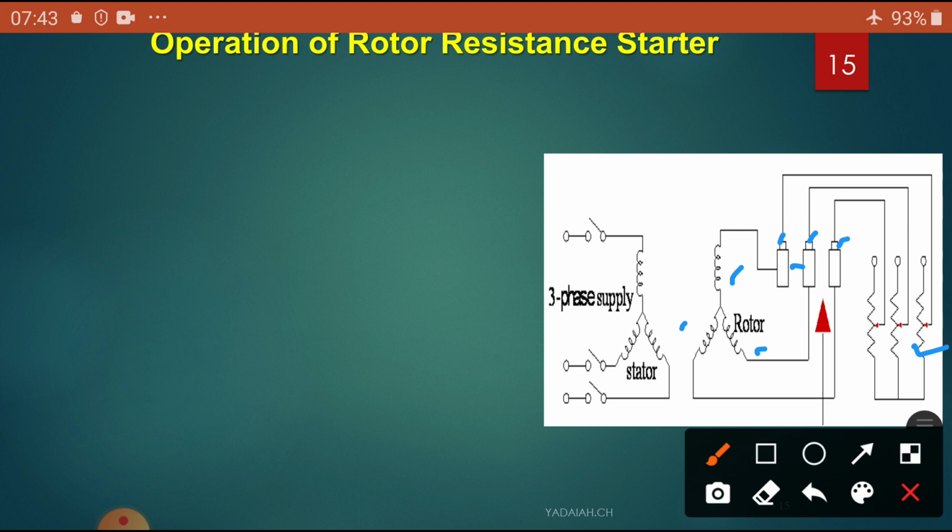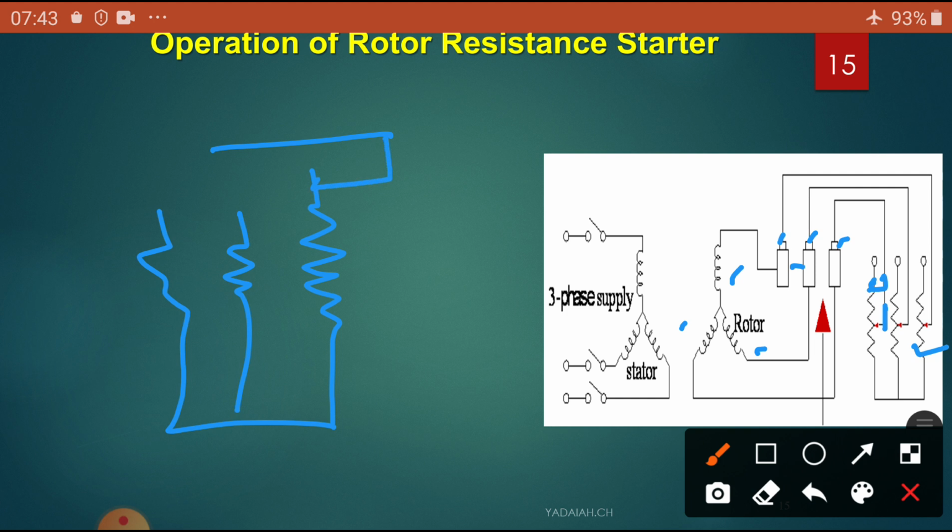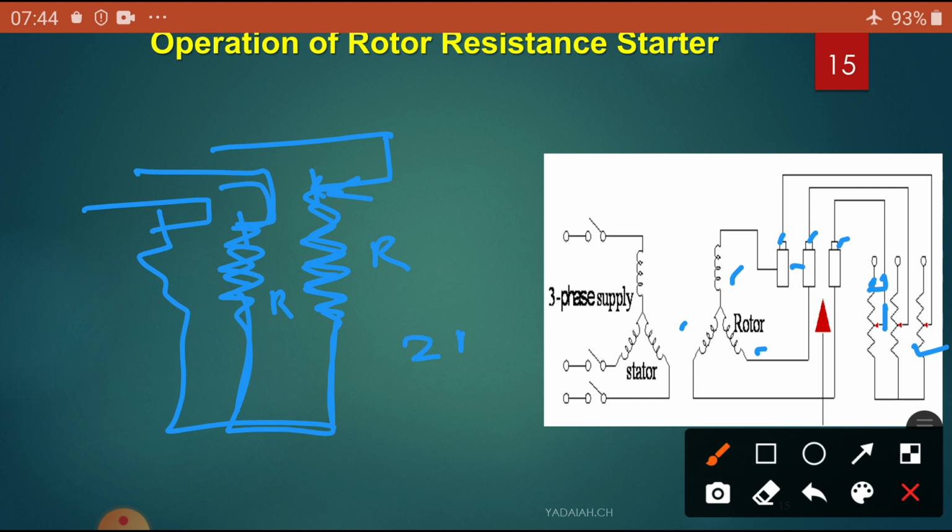Initially, the resistance is kept at its maximum value. So here the jockey should be at the maximum resistance position, because the three resistances are connected in star. So what is the maximum value? You have to keep it here, that means for every phase you have to keep it here. Then whatever current comes flows through here and flows through here. That means this resistance and this resistance are added, and the total resistance is called 2R initially. That is the main concept.